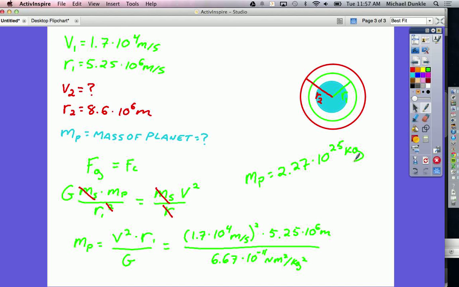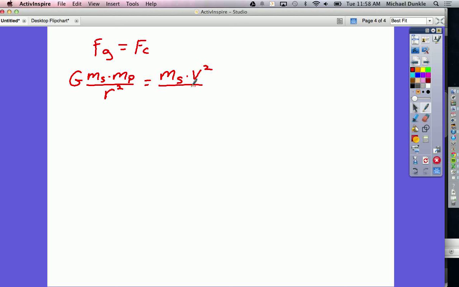With that information, we can solve for the speed of the second satellite. To do that, I'm going to move on to a new slide. So now for the second satellite, again, we know that the force of gravity has to be the centripetal force holding the satellite in place. Our equation for gravity is still big G. Now it's the mass of the second satellite times the mass of the planet divided by the radius squared. And that's going to equal mass of the second satellite times the speed of the second satellite squared all over the radius.